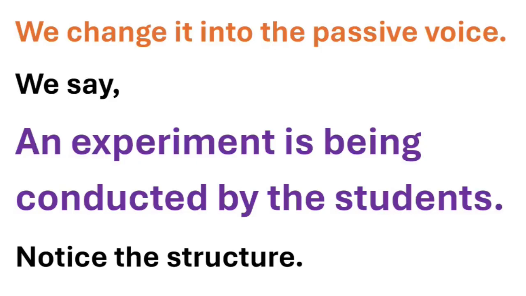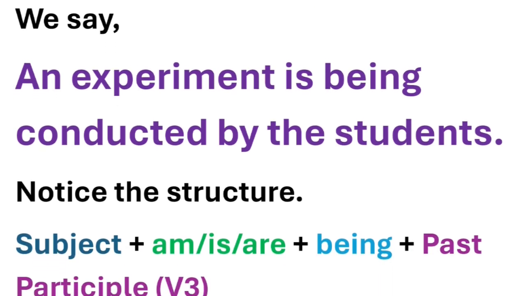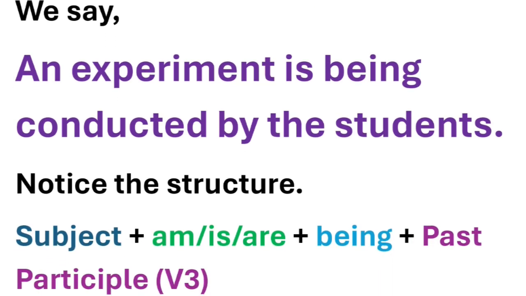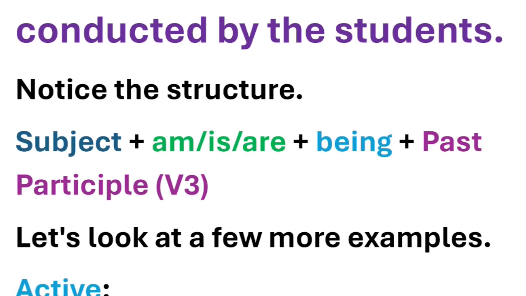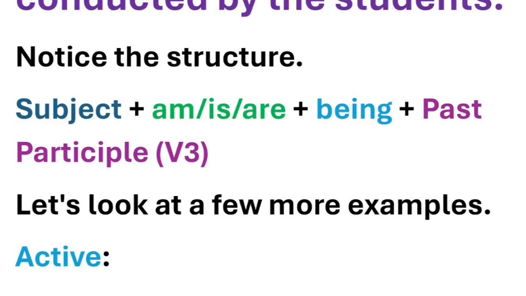To make passive from active, we have to follow this thing. Object, which is written in the active voice, becomes subject in the passive voice. So object of active becomes subject of passive. And this is how we can make the sentences of passive from active. So let's notice this structure. Subject is written at the first place, then the helping verb, which is am, is, or are according to the subject. Then we write being, and then past participle, which is the third form of the verb.